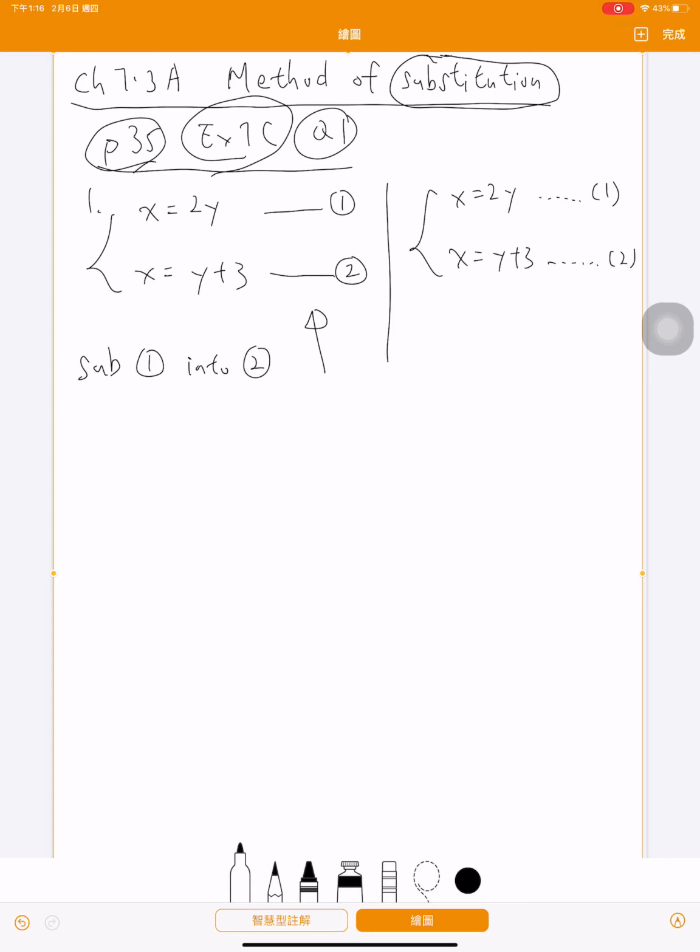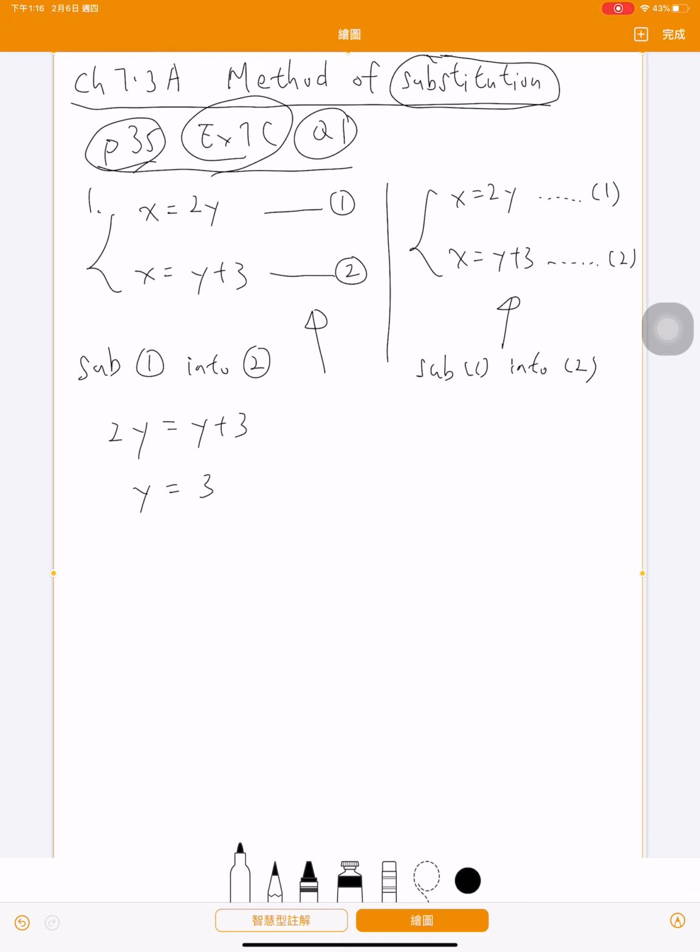So we use this logo to represent equations 1 and 2. If you use this method, of course, you may use brackets instead. So choose what you want to do. After we write down this sentence, sub 1 into 2, we know that this equation will become 2y, because the x is already substituted by 2y. So we can directly write 2y is equal to y plus 3, right? So we get 2y minus y is equal to 3.